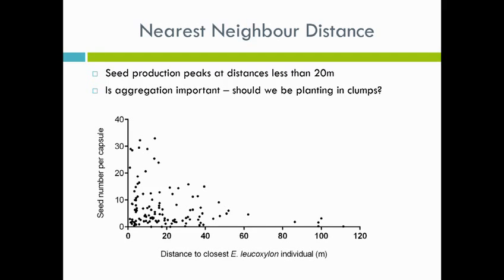So there was this peak in seed production when there was another blue gum at 20 metres or less. Even though there was a lot of variability in seed production, and having another blue gum close by doesn't guarantee high seed production, there is this drop-off as that distance increases. So this made me ask the question, well, okay, is it more of a question of aggregation, and should we be planting species in clumps?